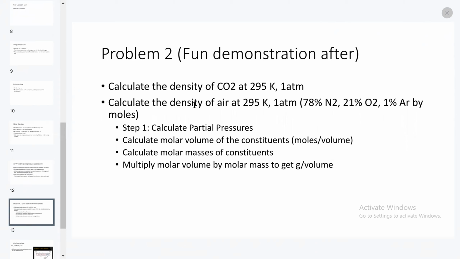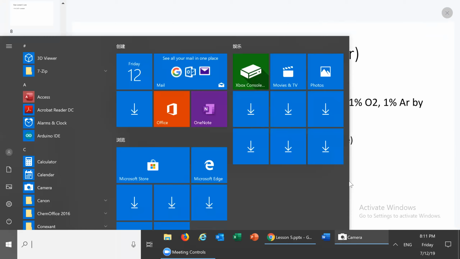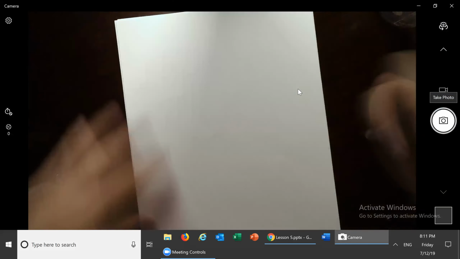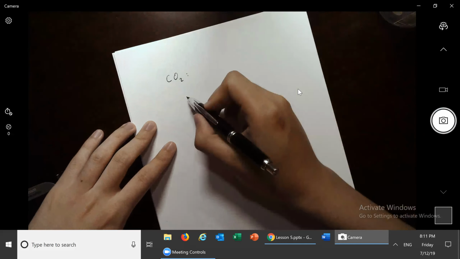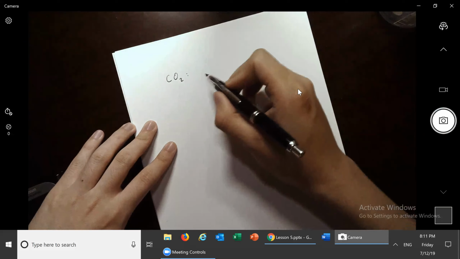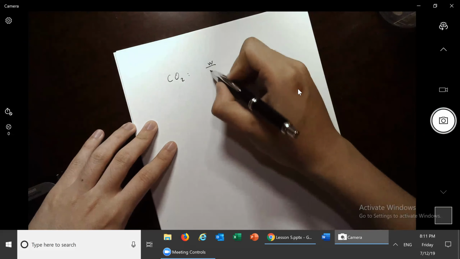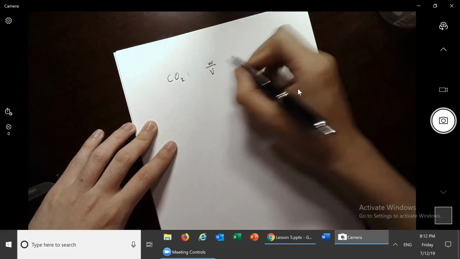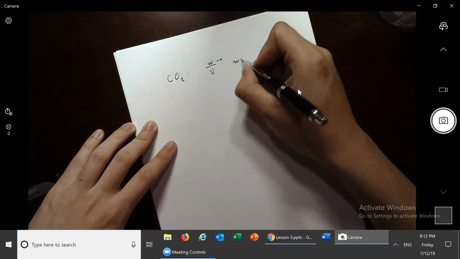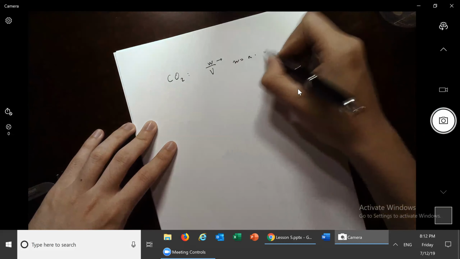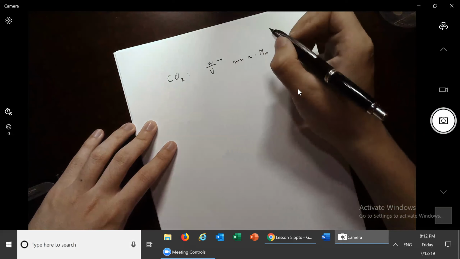Okay, so calculate the density of CO2 at 295 Kelvin, so that's the temperature of my room, and 1 atmosphere, okay? So CO2. First step: we want to know the density. The density is weight divided by volume, okay? And weight equals the number of moles times the molecular weight, okay?